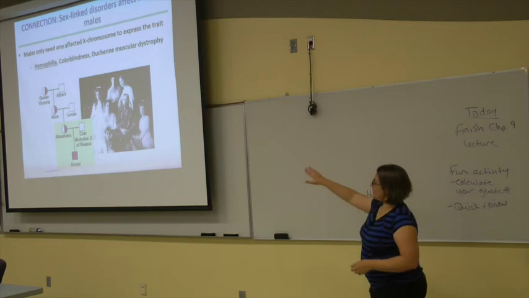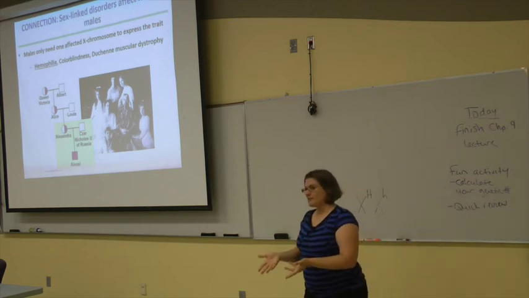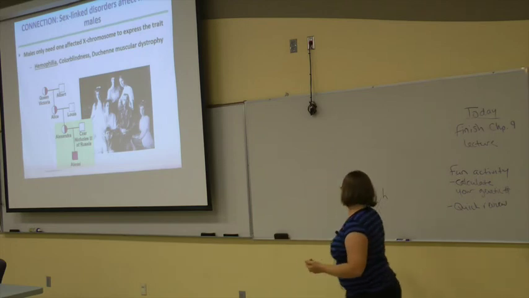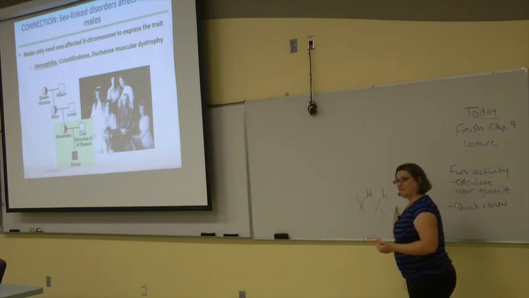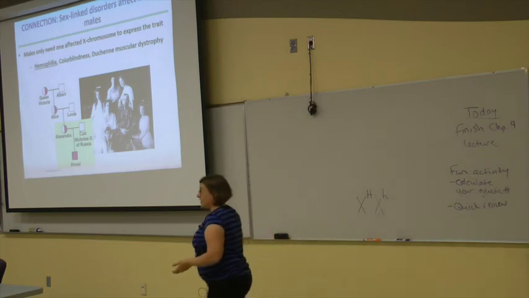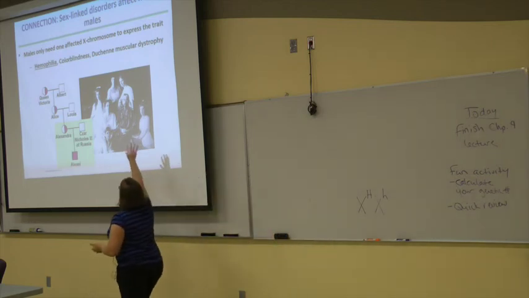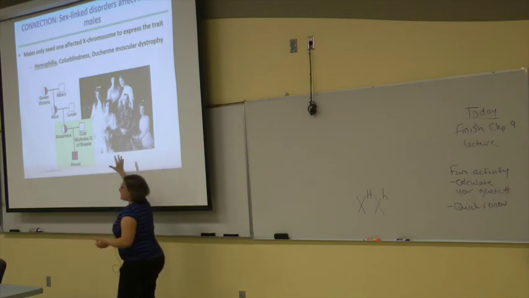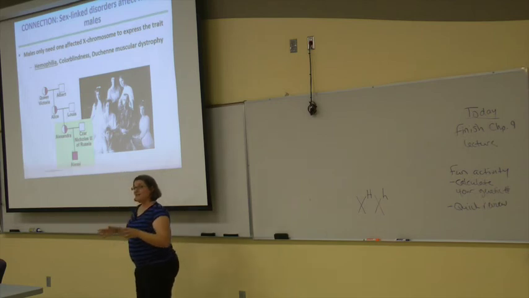Now, Alice and Louis, they had a daughter, Alexandra, who just like her mother and grandmother also was a carrier of hemophilia. Now, she married the Tsar of Russia, Nicholas II. And this is them and their family right here. So this is Alexandra, that's Tsar Nicholas of Russia. And in fact, this is the last royal family of Russia.